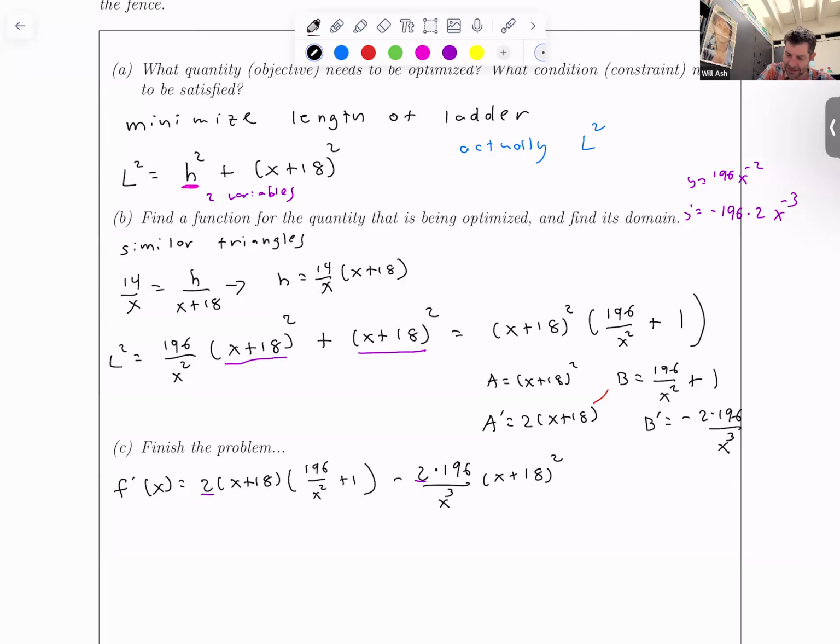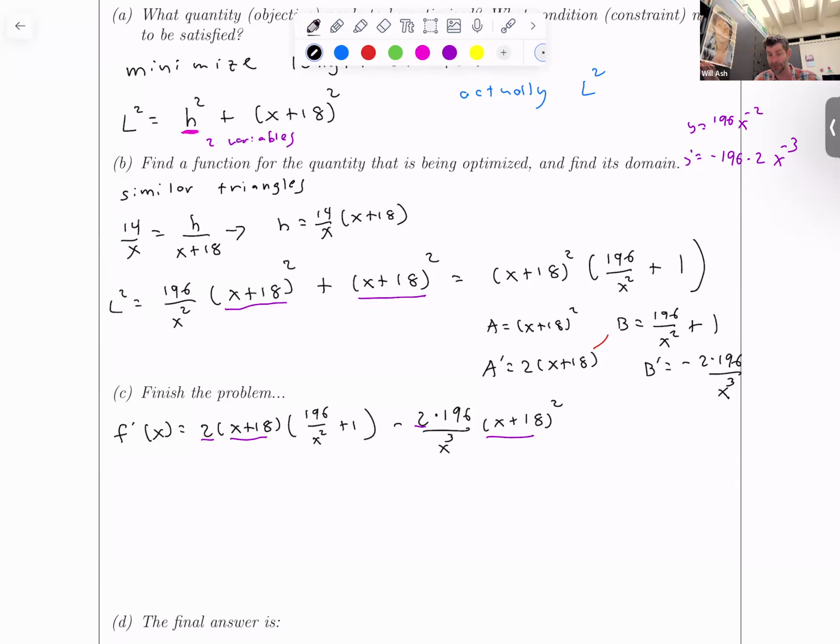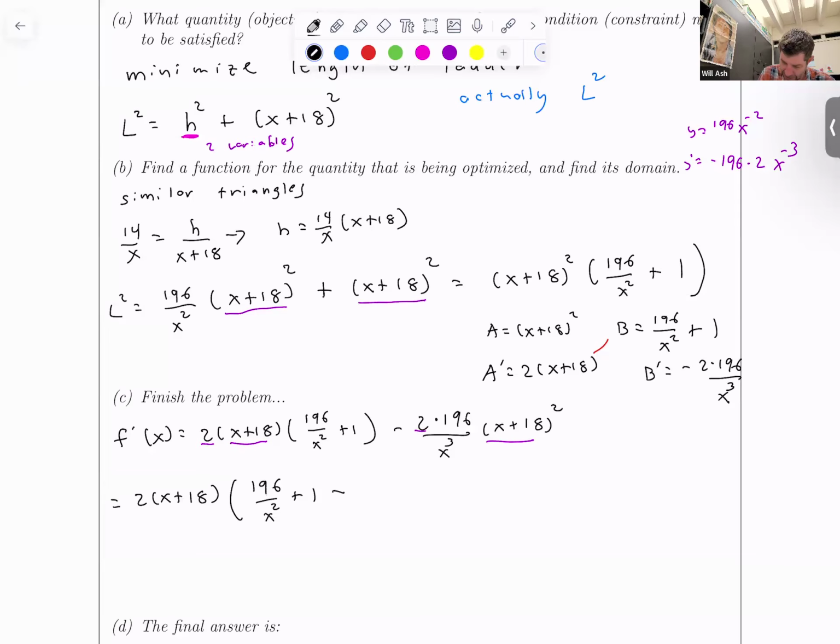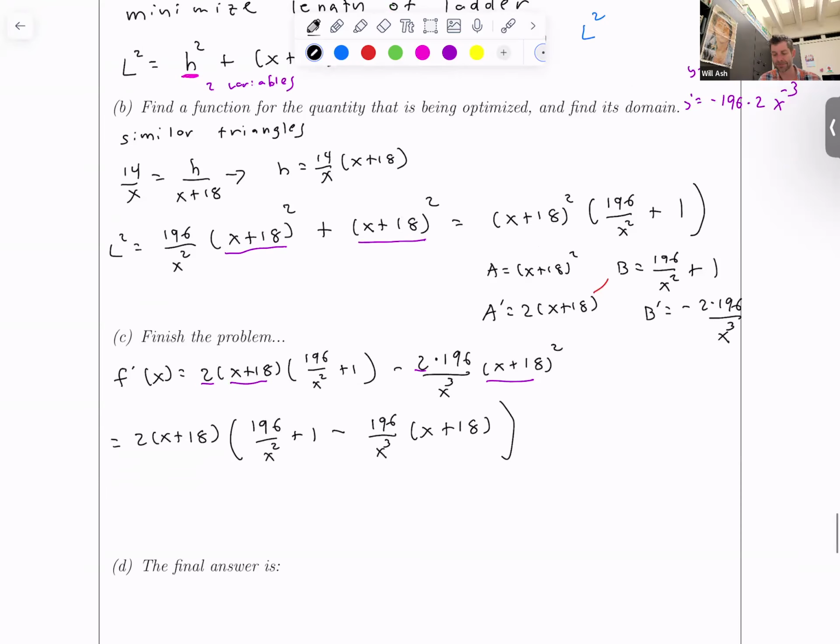And the other thing I can bring out is x plus 18. I want to set this equal to 0. I don't want big multiplication. I want nice factors. So on this one, I'm left with 196 over x squared plus 1. Then on this, I'm left with 196 over x cubed times I have one more x plus 18 left. So, all right, you'll see what happens.